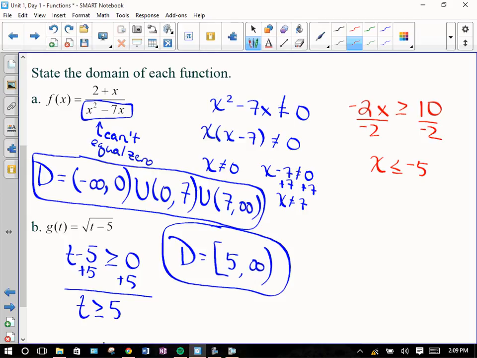And if you don't believe me, don't switch the sign and start trying to put stuff in and see if it works. Because if I don't switch the sign, that would say x has to be greater than or equal to -5. So a number greater than or equal to -5 is like -4. So -2 times -4 would be 8. And then you have 8 is greater than or equal to 10, which is making you look dumb. So you have to switch the sign. That's important to remember: if you multiply or divide by a negative number, you have to switch the inequality sign. Okay?